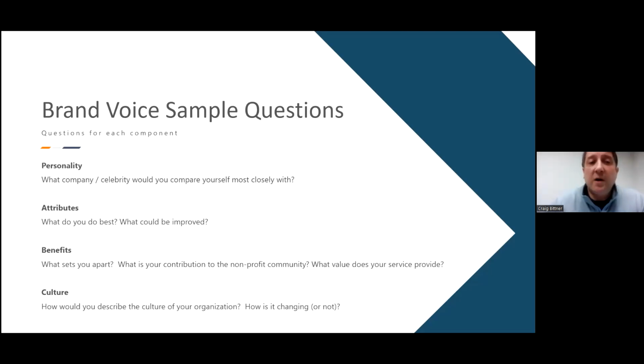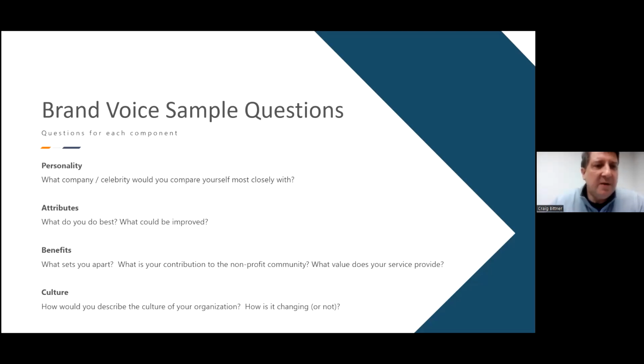And when we talk about what other company or organization is like yours, we're trying to find organizations that have nothing to do with yours. So maybe a for-profit company, maybe an organization that doesn't do what you do at all, but just something that has a similar feel or similar things that they do, that you say, we would love to be perceived in that way. That helps identify your personality.